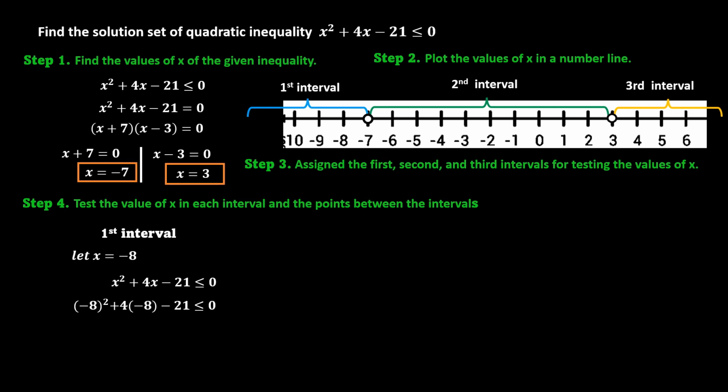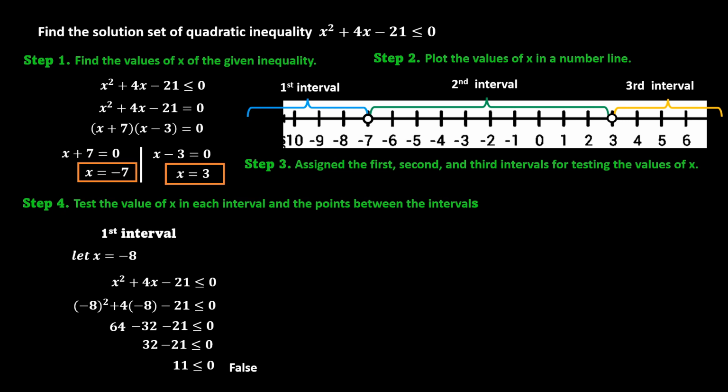Next, let us simplify each term. So, we have negative 8 squared, which is equal to positive 64. Positive 4 times negative 8 is equal to negative 32. Minus 21 is less than or equal to 0. Then, we have 64 minus 32, which is equal to 32, minus 21, which is less than or equal to 0. 32 minus 21 is equal to 11. Is 11 less than or equal to 0?